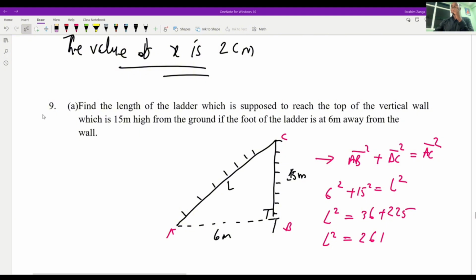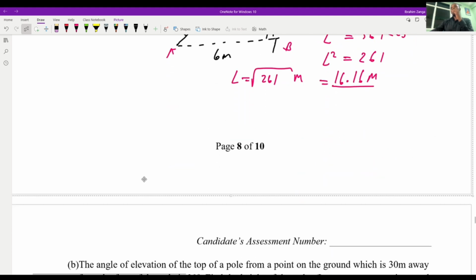Square root of 261 will be 16.16. So from here, L will be square root of 261 meters, and this will be 16.16 meters. So the length of the ladder is going to be 16.16 meters, dear students. We are going to jump to question number 9B.